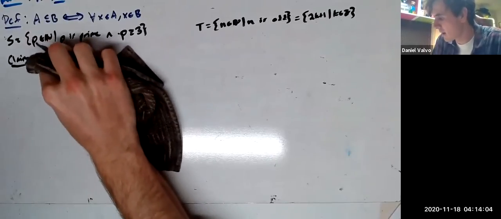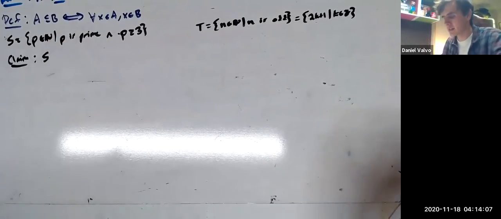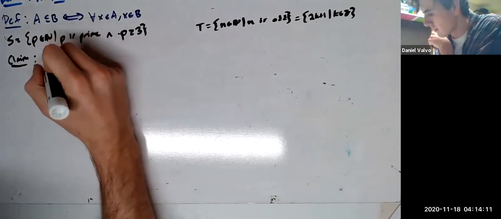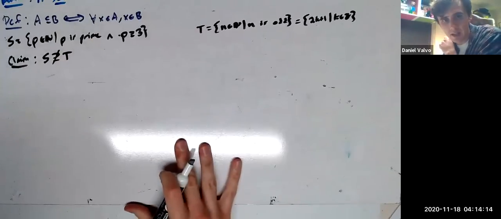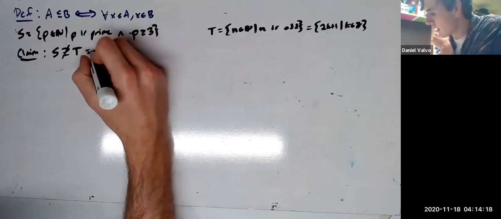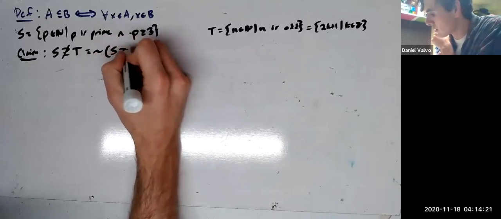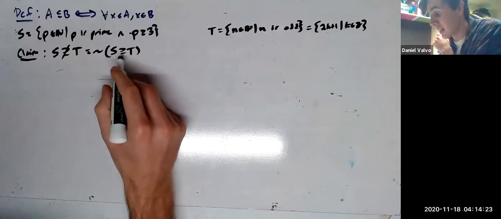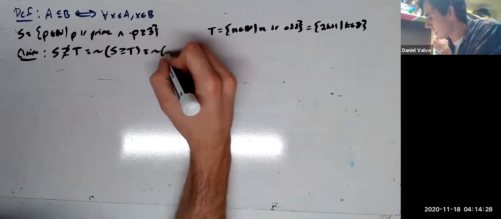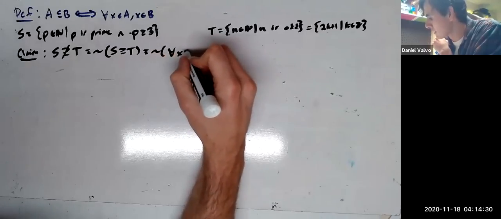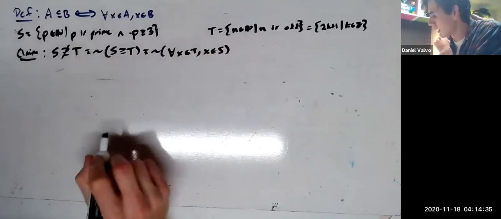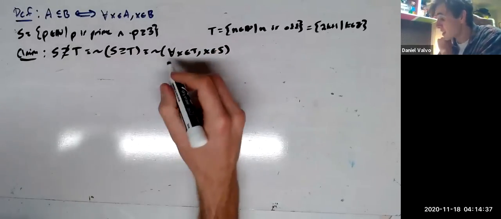So I'll say the claim now is that S does not contain T. And so let's really think of what this equals. This is equivalent to saying not (S contains T). And S contains T, remember what that's saying, is that for all X in T, X is in S. But we're saying this doesn't happen.